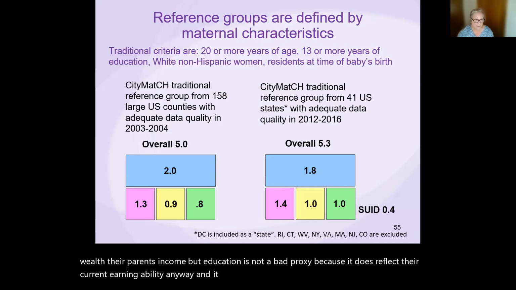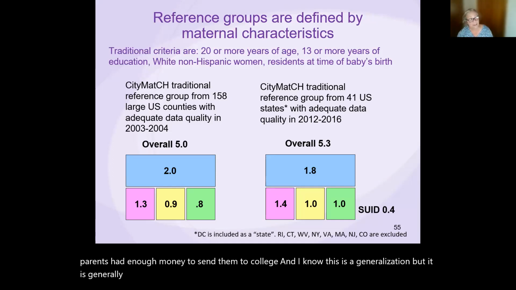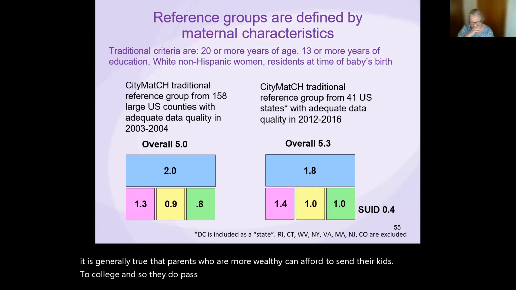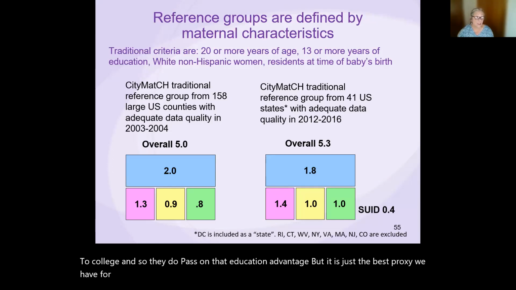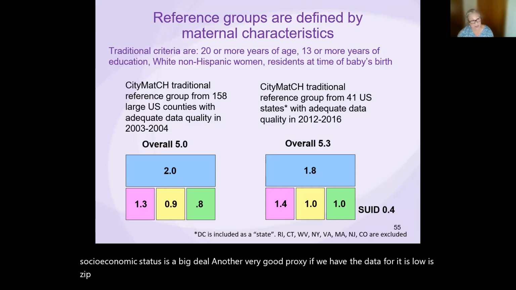and it probably reflects their parents' ability. So if their parents had enough money to send them to college, and I know this is a generalization, but it is generally true that parents who are more wealthy can afford to send their kids to college, and so they do pass on that education advantage. But it is just the best proxy we have for socioeconomic status, which, as you've been learning, is a big deal. Another very good proxy, if we have the data for it, is zip code or census tract. Since we have such a nicely segregated society, census tracts really do reflect.